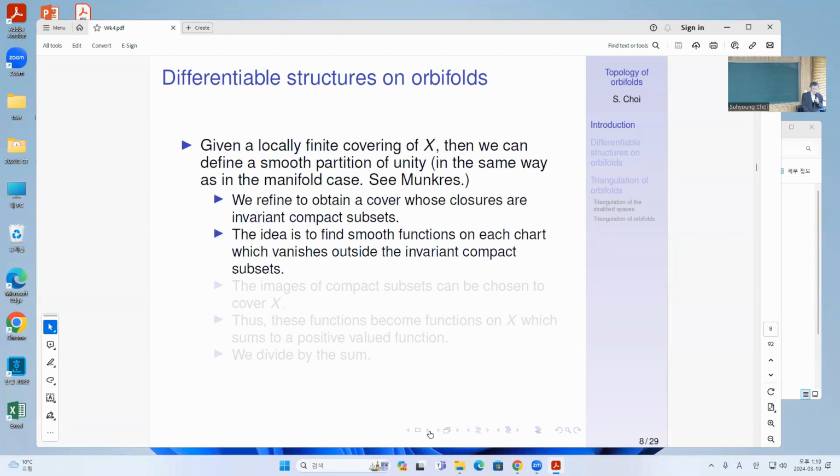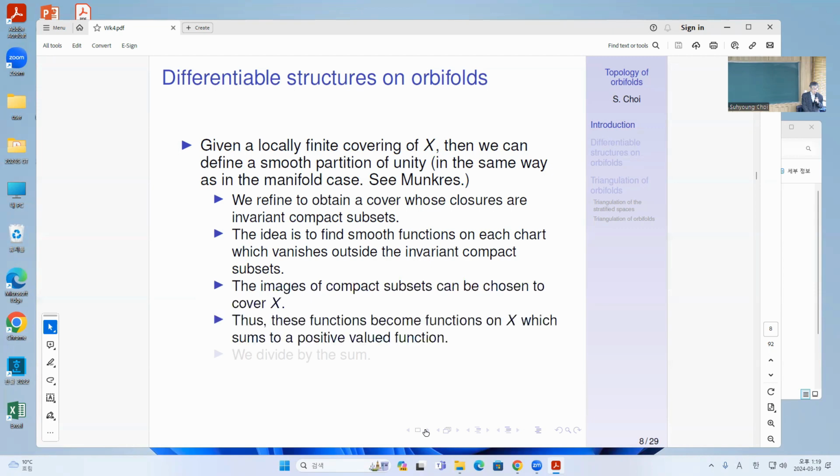And so the idea is to obtain a cover whose closures are invariant compact subsets, and so on each chart we have functions which vanish outside some invariant compact subsets, and the images of the compact sets can be chosen to cover X. Then these functions can be summed up to an always positive valued function, and then we divide by the sum. Okay, so that's how you obtain the partition of unity in this case.